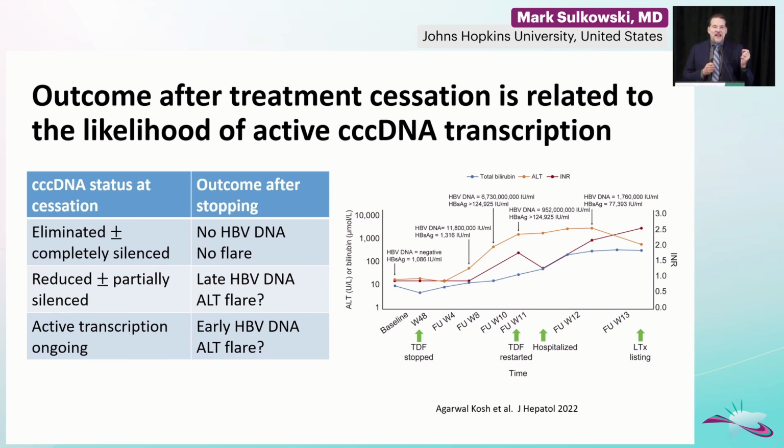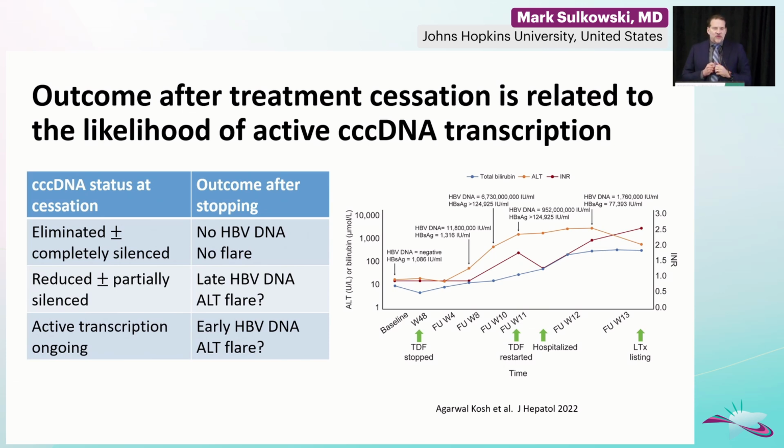If we've eliminated or completely silenced cccDNA, we should see no Hep B flare, no DNA flare, and no ALT flare. If it's partially reduced, perhaps we see that coming late. There's only a few hepatocytes left, they've got to reestablish infection, or if they're silenced, do they reactivate? And that might be prolonged, and Jordan Feld made this point. We did not plan that before I spoke today.